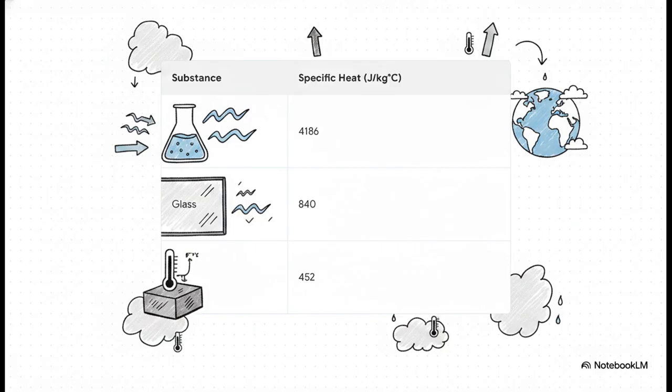Notice how water requires a whopping 4,186 joules of energy just to raise 1 kilogram of it by a single degree Celsius. But look at glass. It only takes 840 joules. That means it takes roughly 5 times more energy to heat up water than glass. This incredibly stubborn property of water is actually what stabilizes Earth's entire climate.